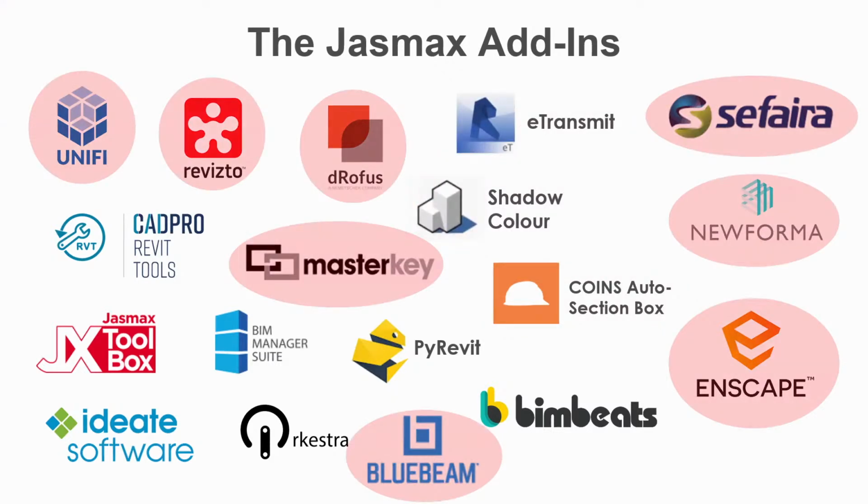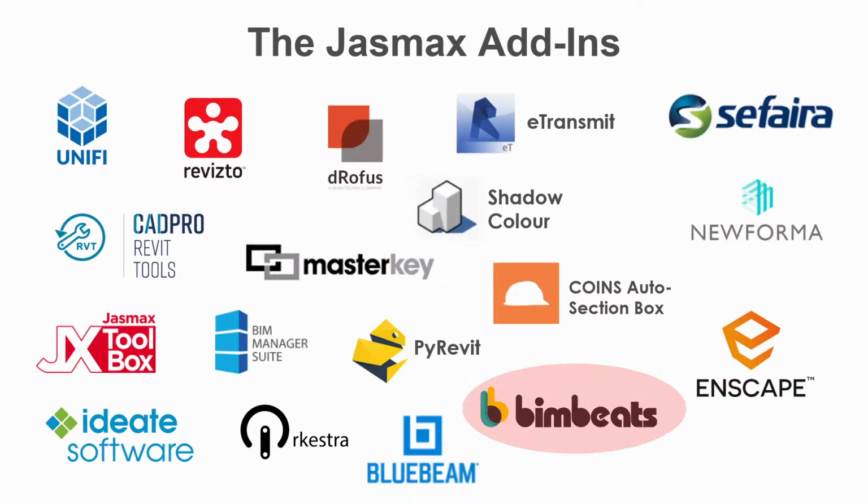And then, yeah, these are all plugins that allow us to communicate with other software. So Unify is for our content library. Revizto is for 3D clash detection. The Rufus allows us to manage building data for some of the projects. MasterKey connects to our specifications. Bluebeam, you all know Bluebeam, I think. Sapphire is used to analyze building performance. Uniforma is our project information management software, and then Enscape for 3D rendering. And the last one is BIMBeats.